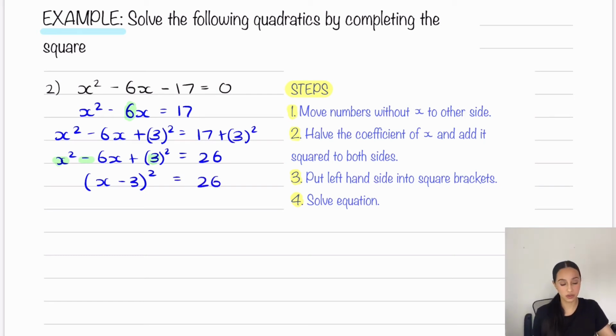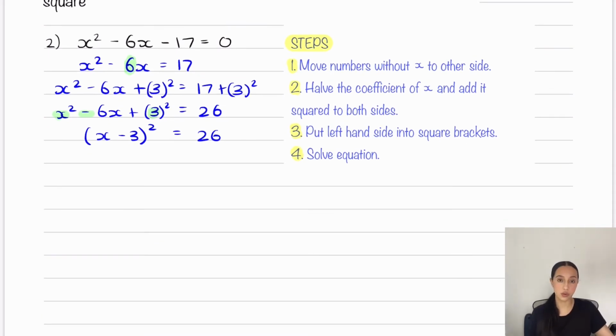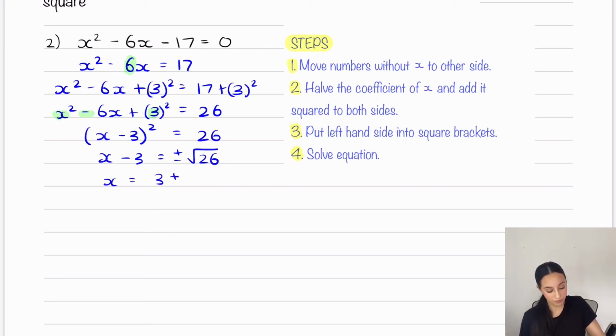Now you just need to solve this equation like a normal equation. So to do that, we're going to get rid of the square bracket by square rooting. Don't forget to take the plus minus case whenever you square root, and then you want to get rid of that 3 by moving it to the other side. And now we have our two solutions for x as 3 minus root 26, and our other solution is 3 plus root 26.